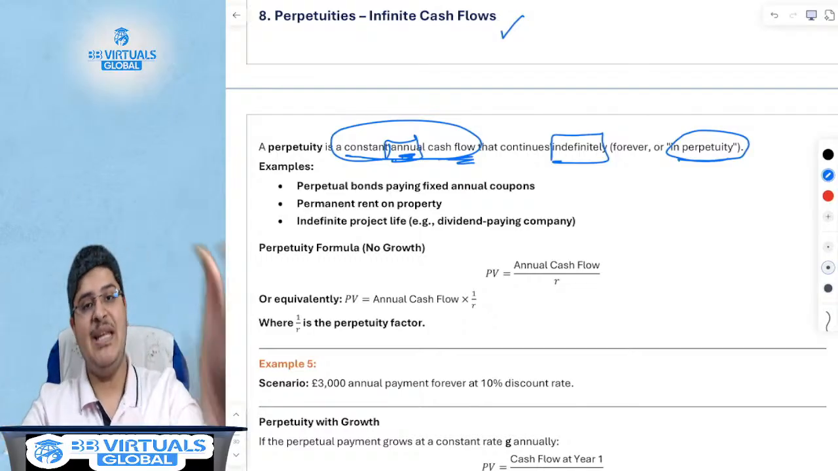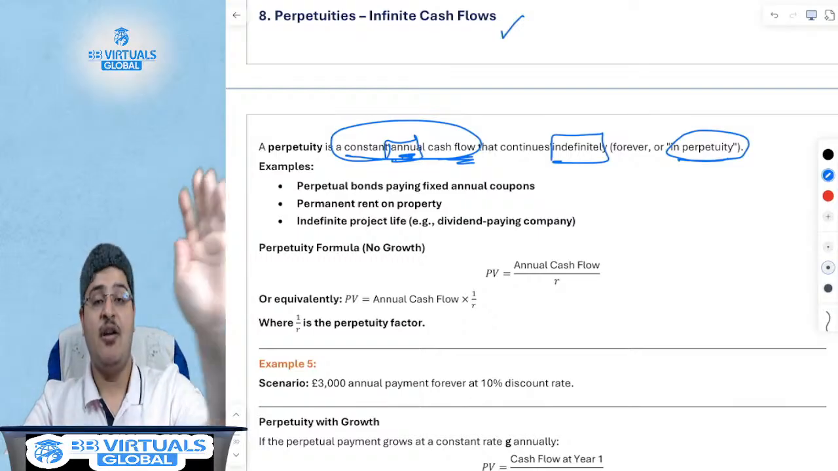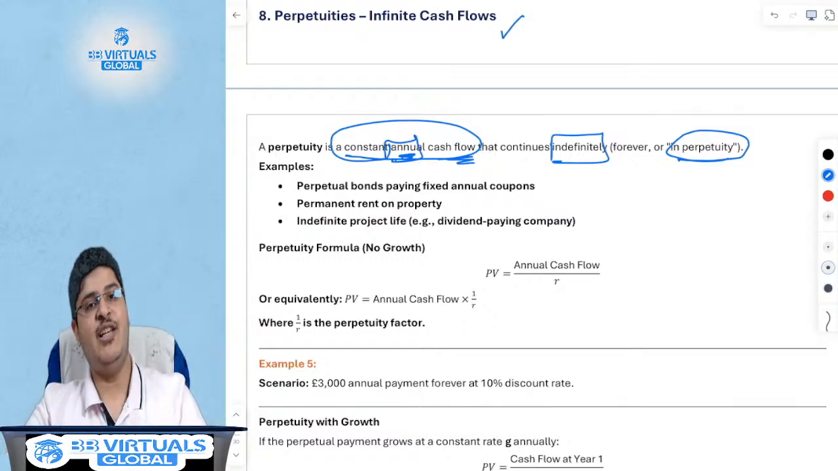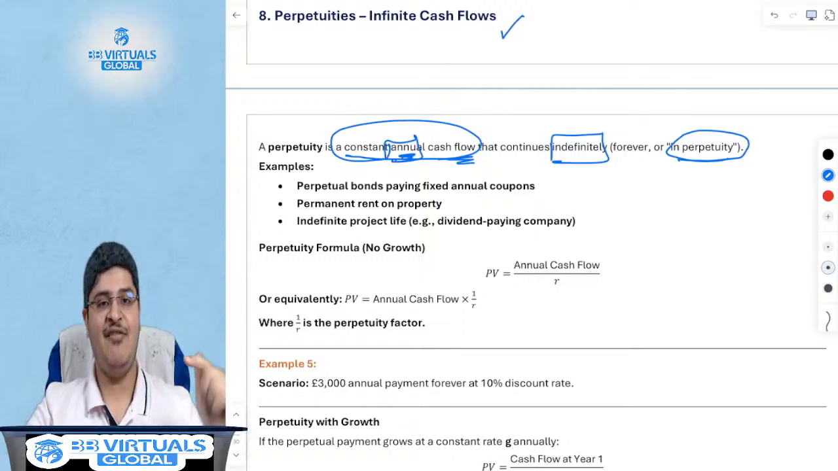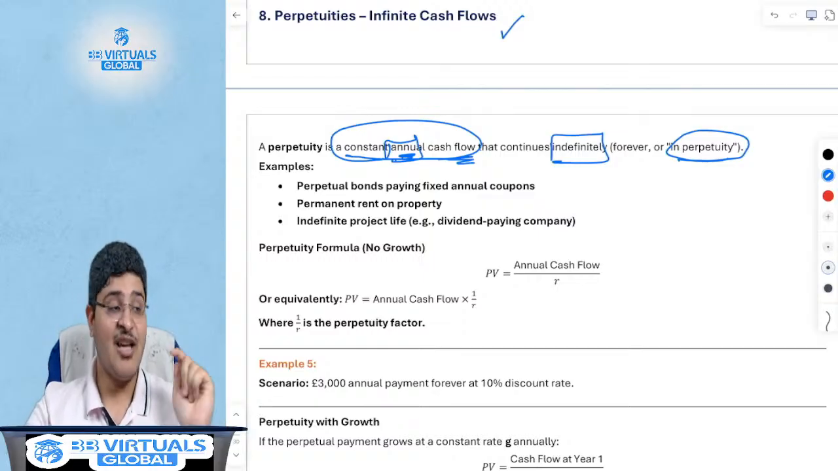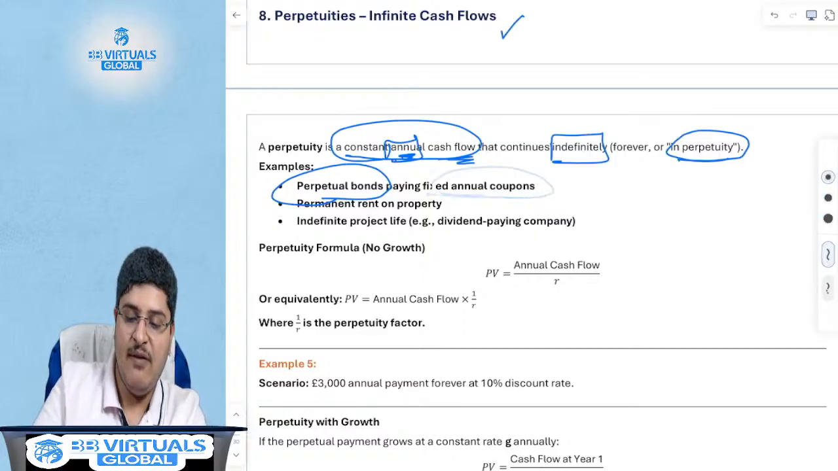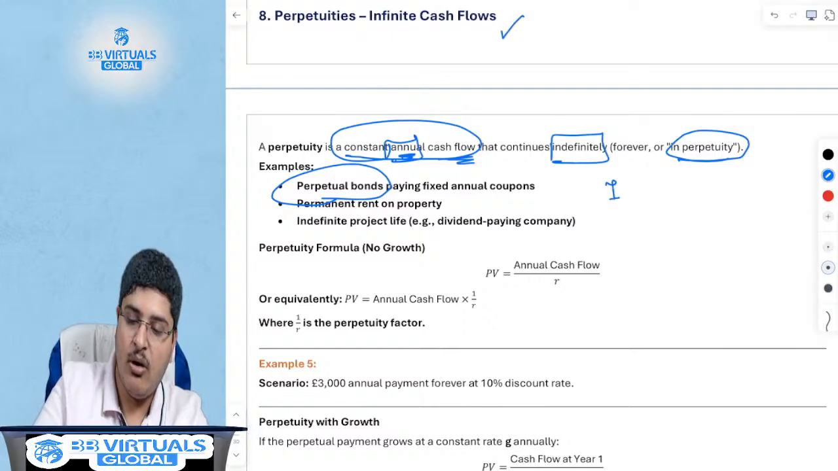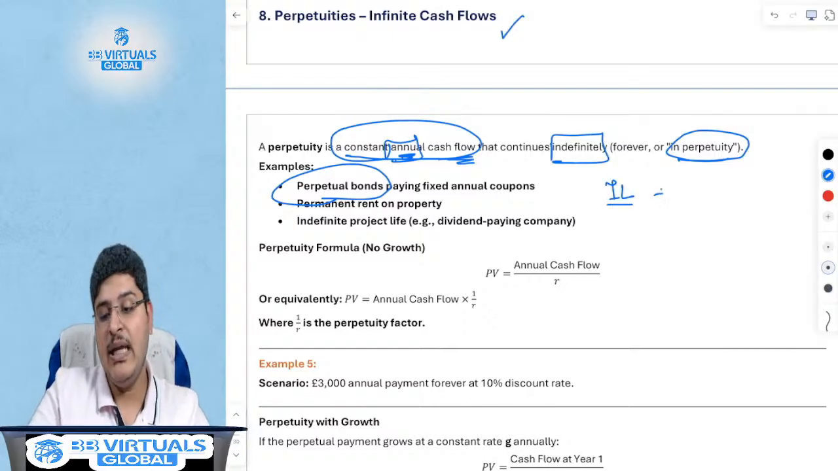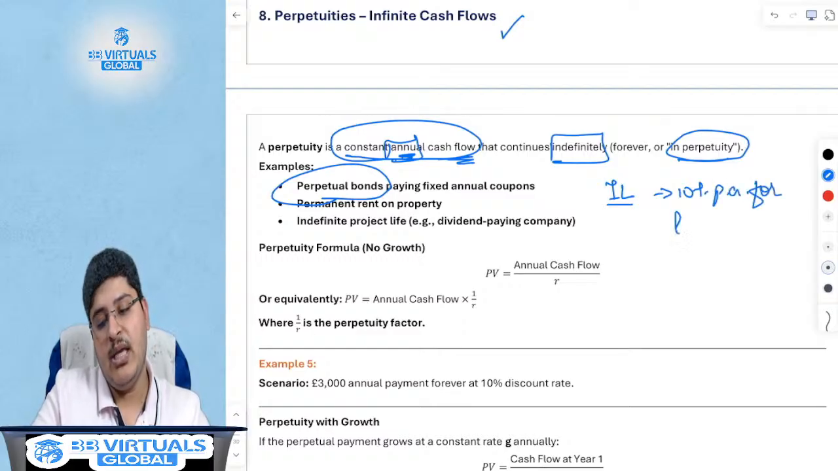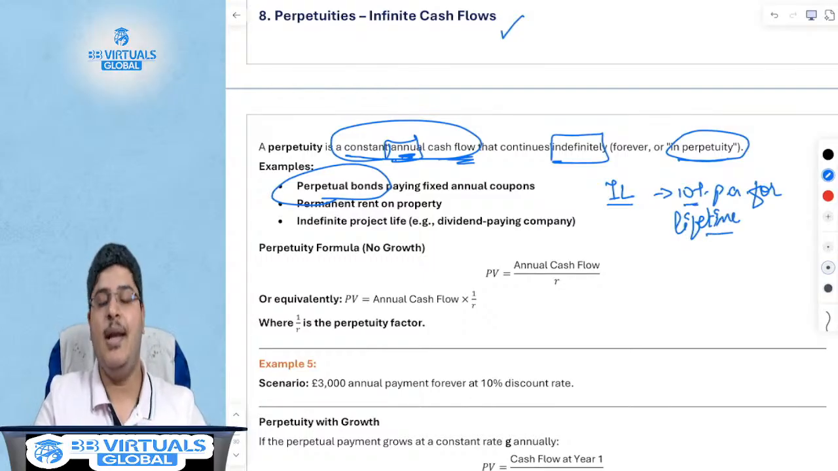That is, the company is saying, I will live forever, much more than what you, Divesh sir, will live, what I as a student will live, and how long this syllabus lives. The company will live for much longer. What are the examples? The example could be of a perpetual bond which is paying fixed annual coupons. Let's say there is a perpetual bond of 1 lakh rupees. You invest 1 lakh rupees today, it will keep giving you 10% per annum for a lifetime. It will not return your capital.